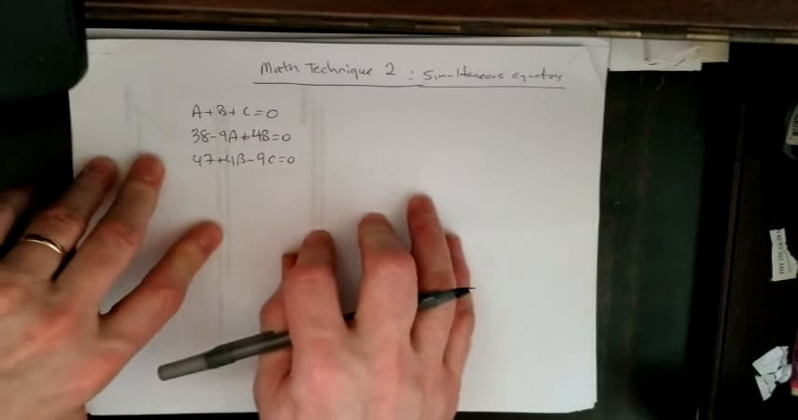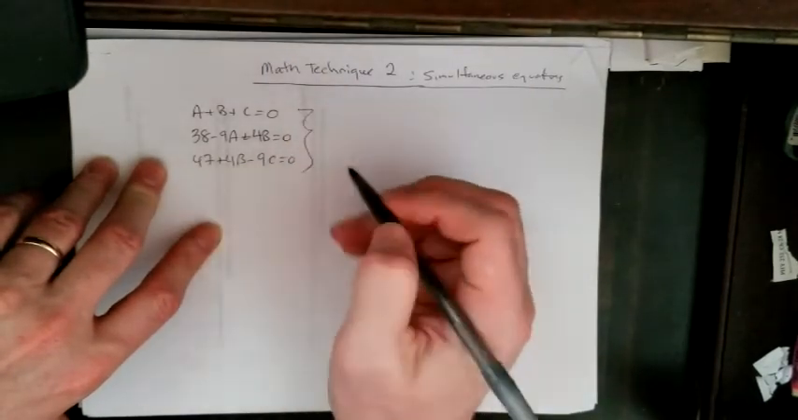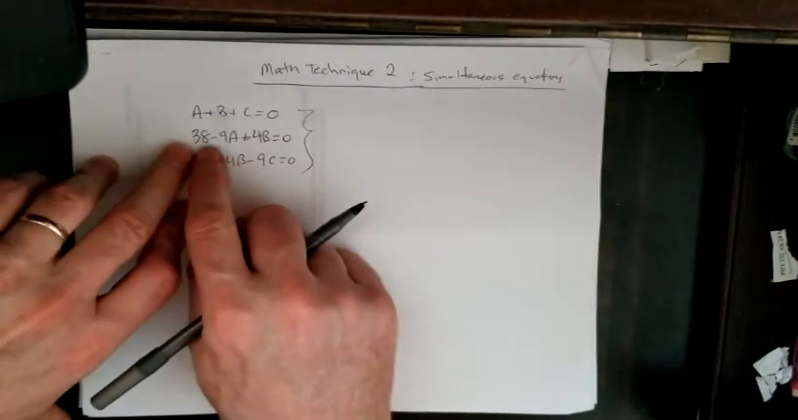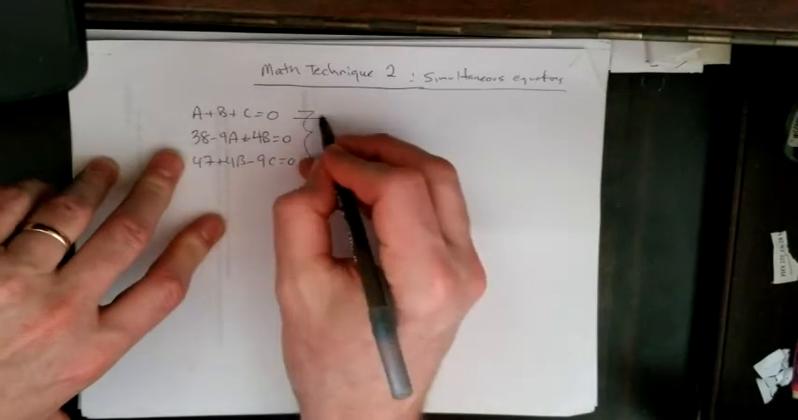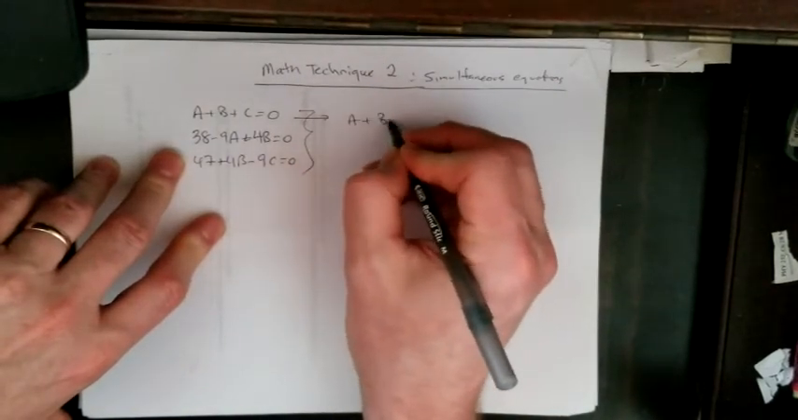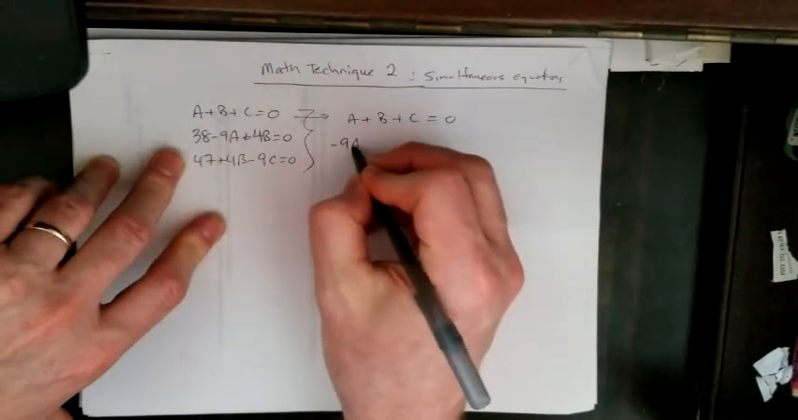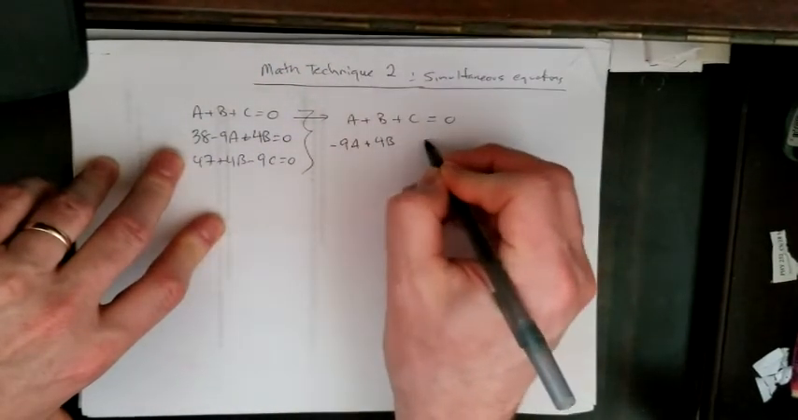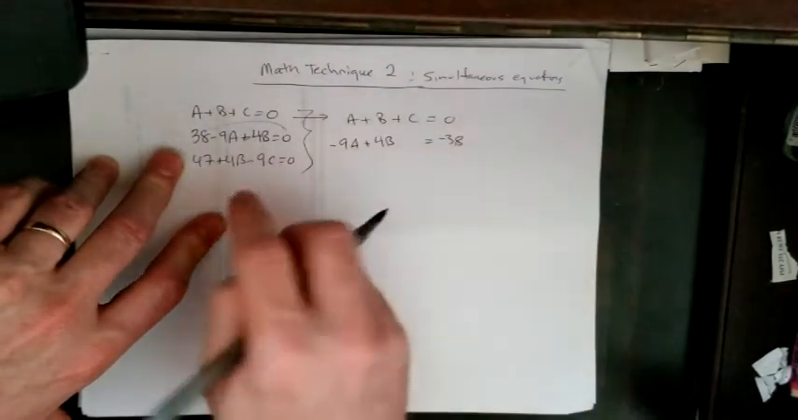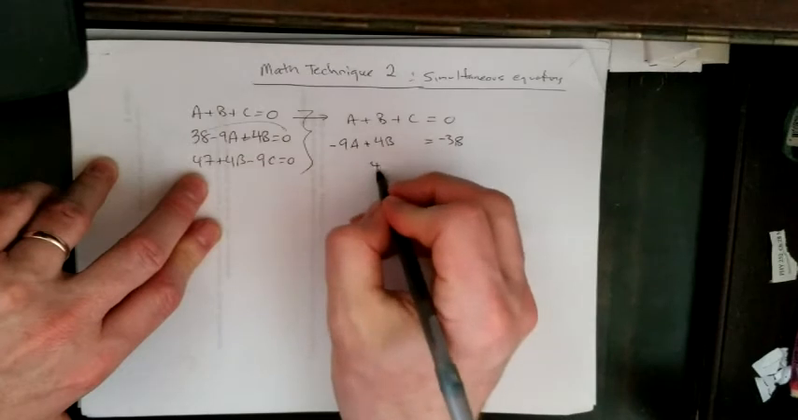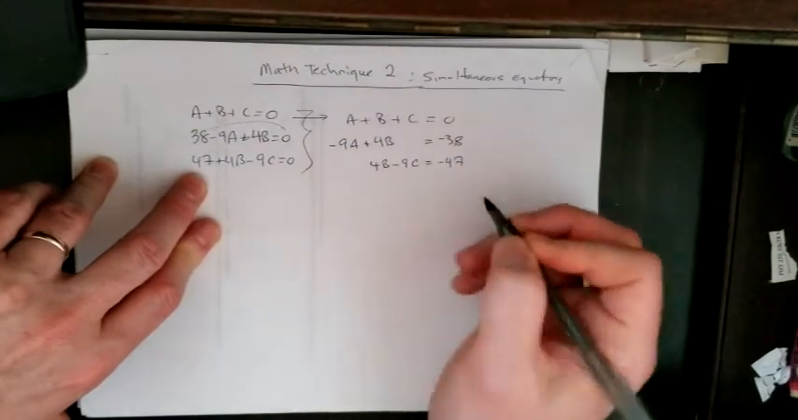Substitution is I need to combine like things. And so I'm going to slightly rearrange these. I'm going to get it so that the terms with variables are on one side, terms without variables on the other. This equation right here stays A plus B plus C equals 0. This one right here, 9A plus 4B equals negative 38, bringing that over. And then here I have 4B minus 9C equals negative 47.